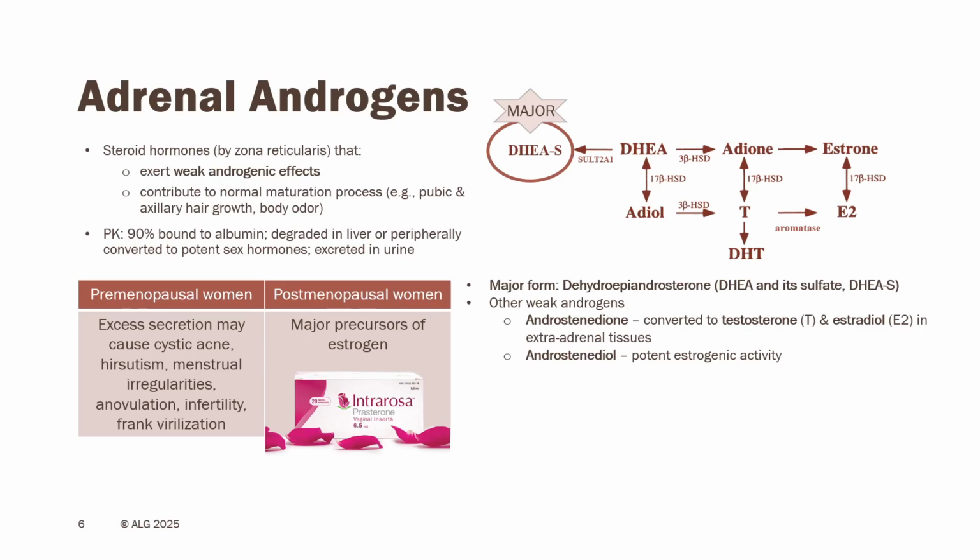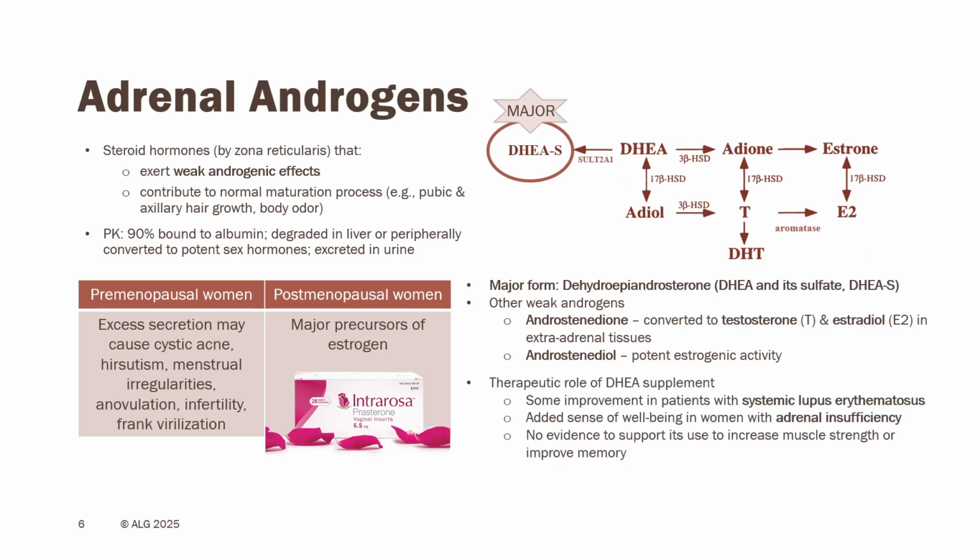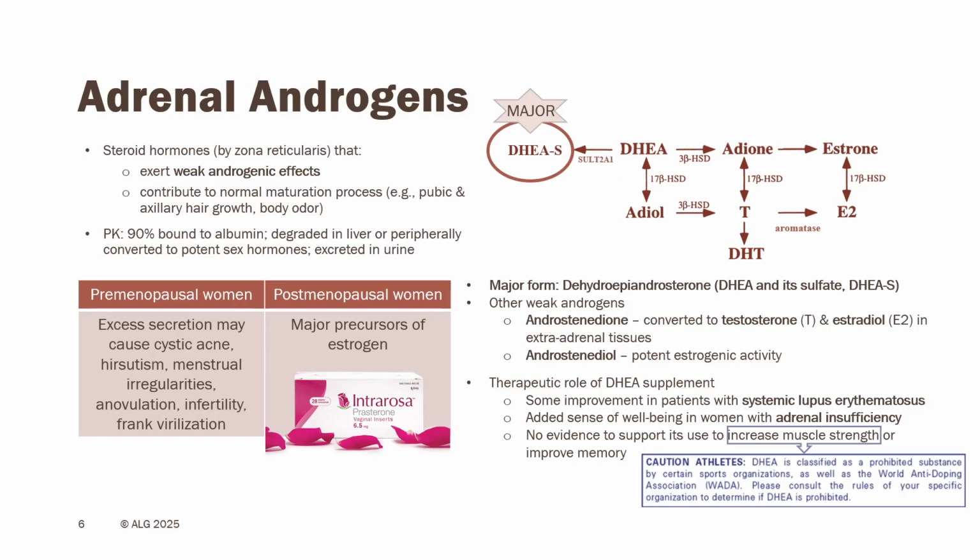Prasterone is not mentioned in Katzung. So far, the book discussed studies that showed a small benefit of DHEA in treating patients with SLE and in women with adrenal insufficiency. There is no evidence to support its use to increase muscle strength. The use of DHEA in sports competitions is prohibited by the Anti-Doping Association.